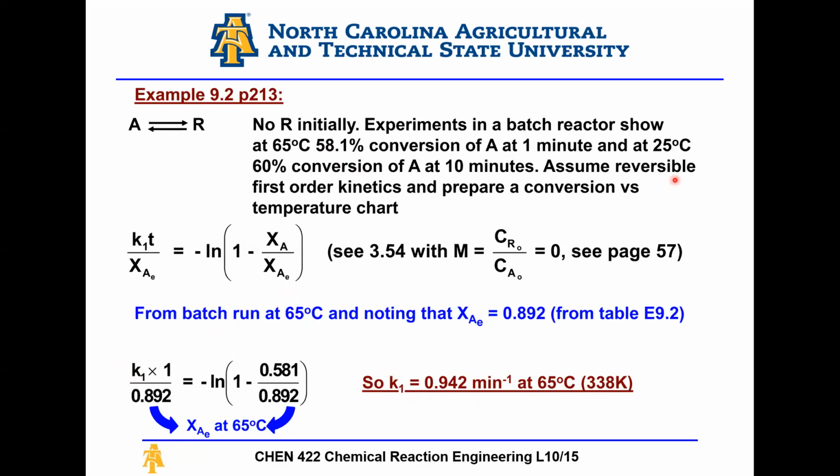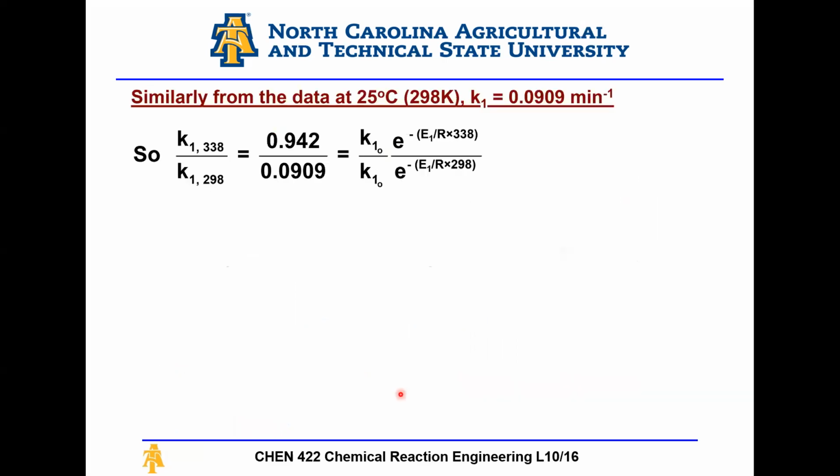I can repeat the same process for the second piece of information here: at 25 Celsius, 60% conversion of A at 10 minutes. I just get the equilibrium conversion of A at 25 Celsius and plug it in here. This value becomes 10, this value becomes 0.6, and I can get K1 at 25 Celsius. If I do this, I get K1 to be 0.0909 at 25 Celsius. So I have two K values at two different temperatures.